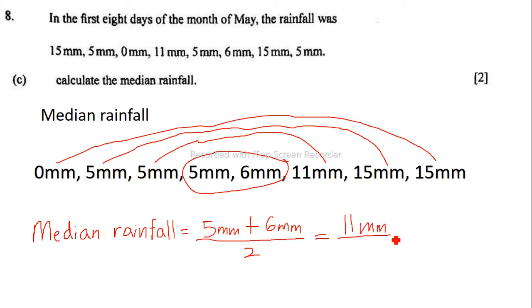What is 11 divided by 2? 5.5. 5.5 millimeters. So it's the median rainfall. Good. Notice I put the units. Millimeters. 5.5 millimeters. That's important because they ask us for the median rainfall.